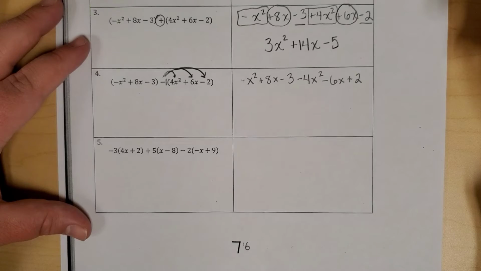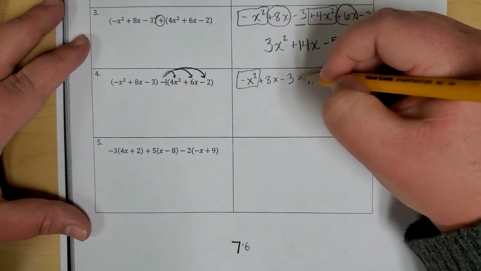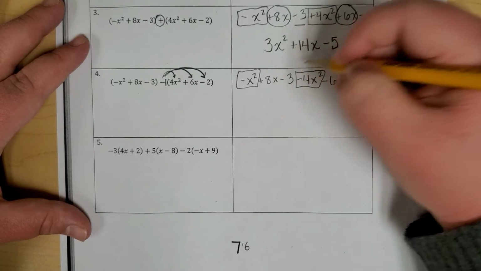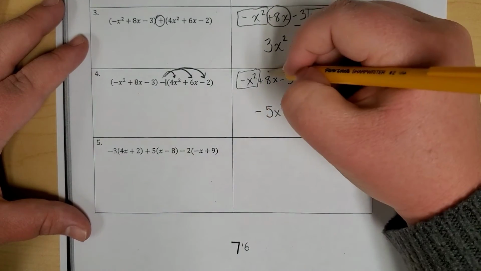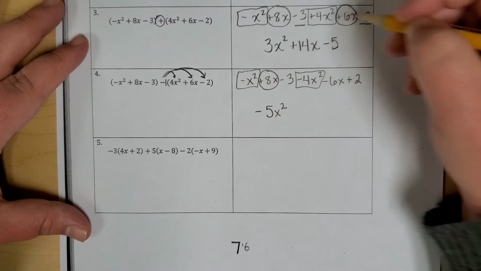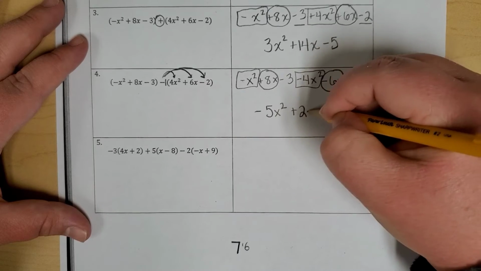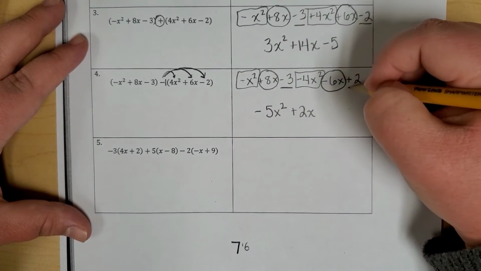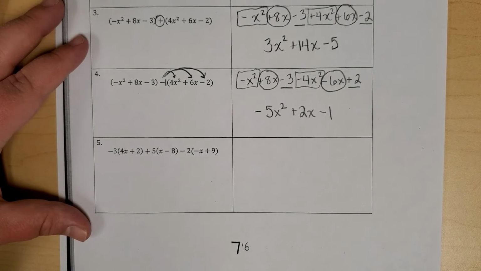Now combine like terms. The biggest exponent I see is 2, so I have a negative x squared and a negative 4x squared, which makes negative 5x squared. Then I have 8x, because 1 is the next biggest exponent, and negative 6x, which is 2x. Lastly, I have negative 3 and positive 2, which is negative 1.